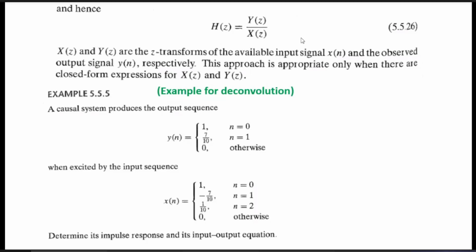Suppose y(n) is given as 1 for n equal to 0, 7 by 10 for n equal to 1, and 0 otherwise. And x(n) is given as 1 at n equal to 0, minus 7 by 10 at n equal to 1, and 1 by 10 at n equal to 2, and 0 outside. This is the output y(n) we get. The question is to determine its impulse response and input output equation.